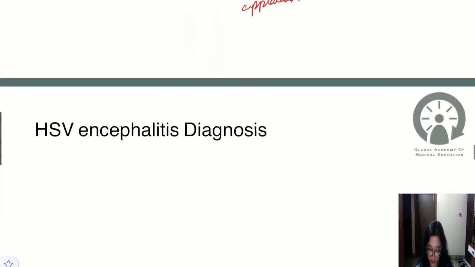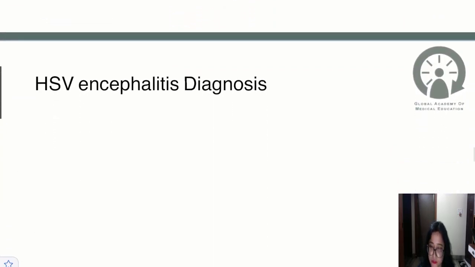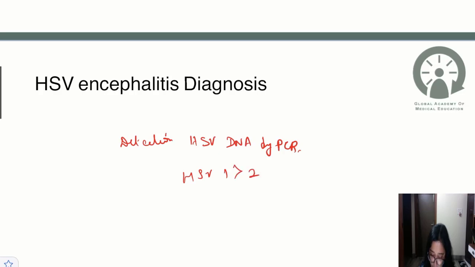Next, we come to herpes simplex virus encephalitis. They had asked for the diagnosis. So diagnosis will be by the detection of the herpes simplex virus DNA by PCR. It will help us in differentiation between herpes simplex virus 1 and 2, and it also will help us in quantification of the viral load.